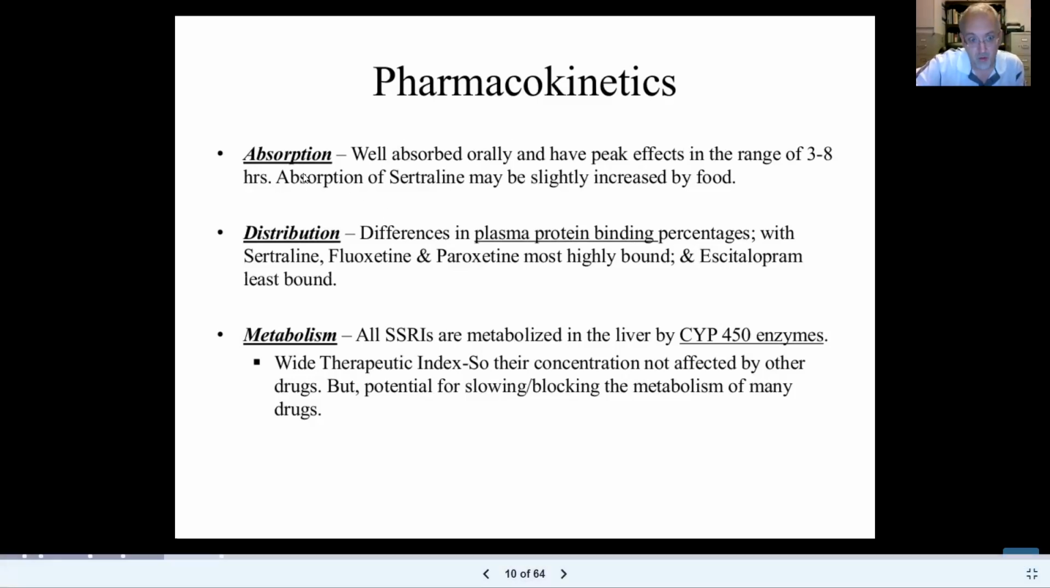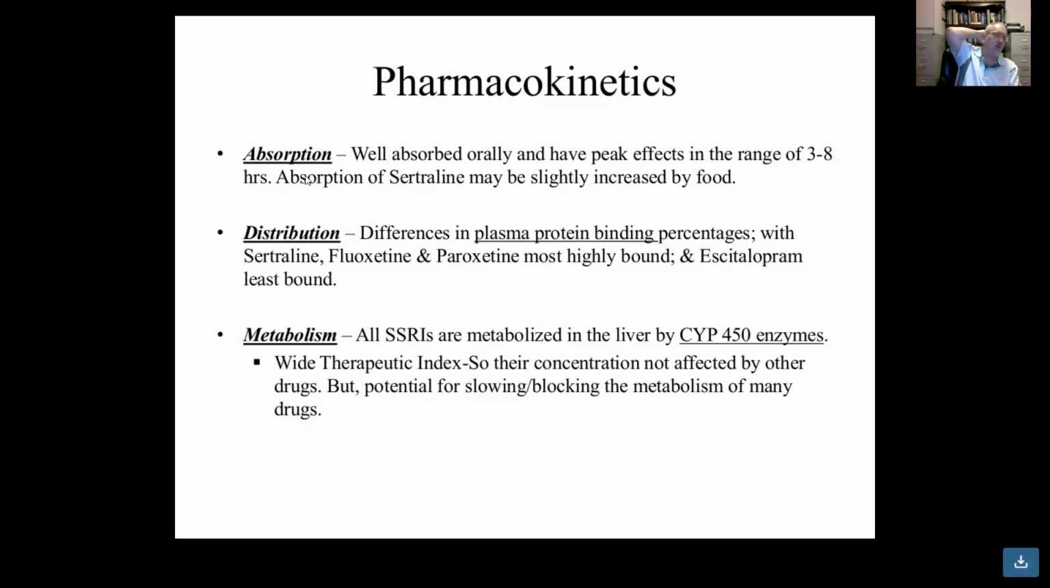How well is it absorbed into the system? How well is it distributed throughout the system? And how is it metabolized? What that means is, at some point, the medicine is stored somewhere. It's distributed throughout the body, but then it's stored somewhere until it passes out of the body. So these are three very important parts related to how psychiatric medications are moved throughout the body, how they're distributed.